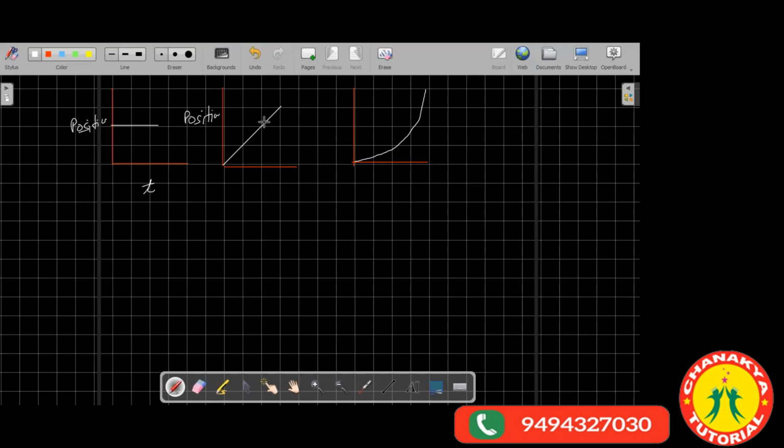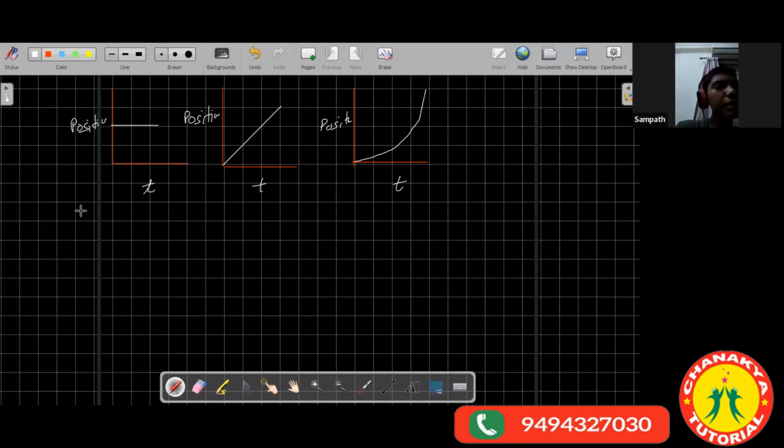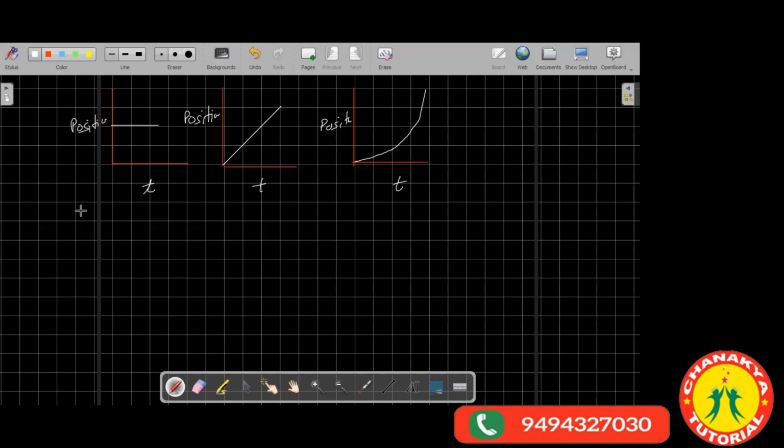We have here position time. Here also we have position time. So you can also call it a displacement time graph. Position time and displacement time graph, they are the same. So for the first one, what can you say about this graph? The object is at rest. So the first one shows the object at rest.